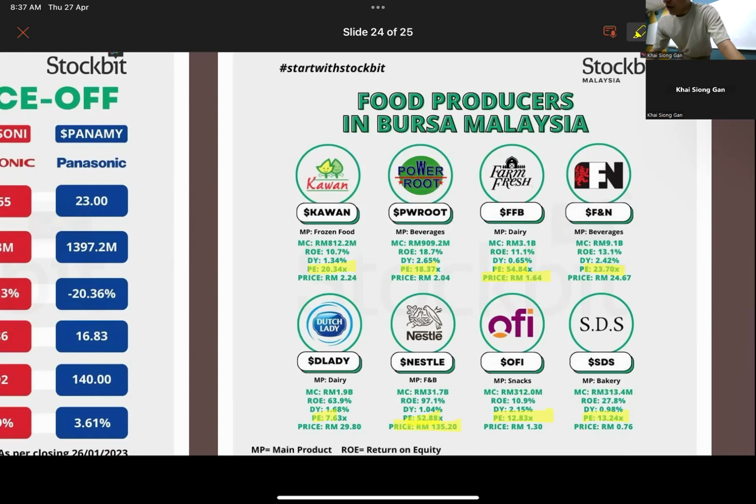But you can see here, if you look at the P/E ratio, you can roughly tell which company is being overvalued. When a firm's share price is so little, 1.64 only, but the P/E ratio is so high, even compared to F&N and Dutch Lady, that is something to take note of.